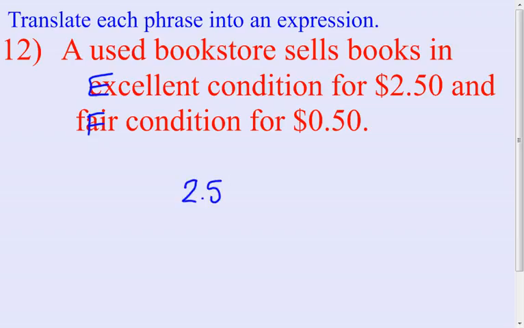I would generate $2.50 for every excellent book I sell. So I would take however many excellent books. If I had 5 excellent books, I would take 2.50 times 5. If I had 12 excellent books, I'd take 2.50 times 12. If I don't know how many excellent books I'm going to sell, like I don't in this case, then I will call that E. And then 50 cents for every fair book you sell. And again, if you sell one book in fair condition, 50 cents times 1. If you sell 8, 50 cents times 8. If you don't know how many fair books you're going to sell, then you're going to do 50 cents times F.